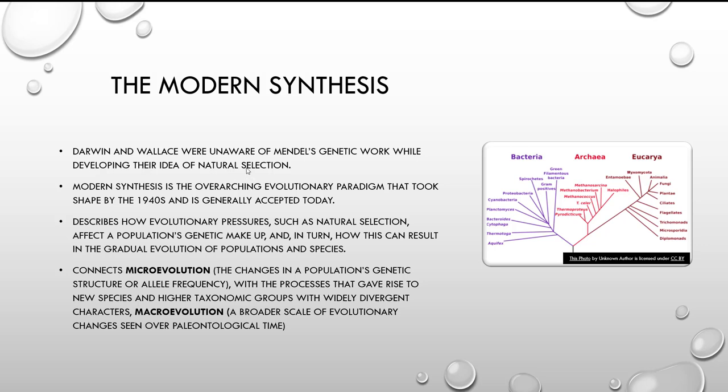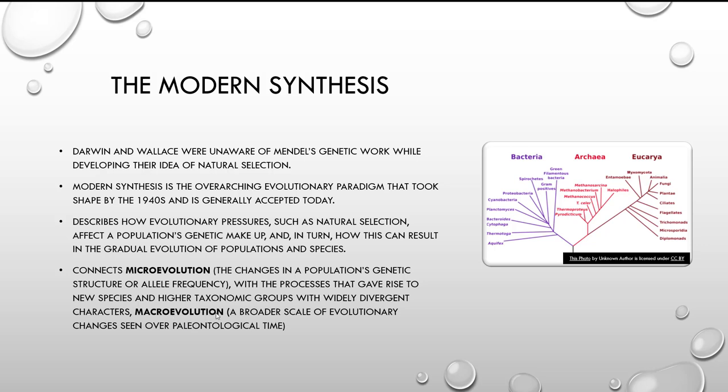So if we see those little changes, that's called microevolution, based on natural selection. If certain traits are better adapted to a particular environment, those individuals survive longer and the traits get passed on to the next generation. We'll see the allele frequencies change. The processes that gave rise to new species and higher taxonomic groups, those changes over a long period of time, accumulate and become more and more widely divergent, becoming macroevolution.